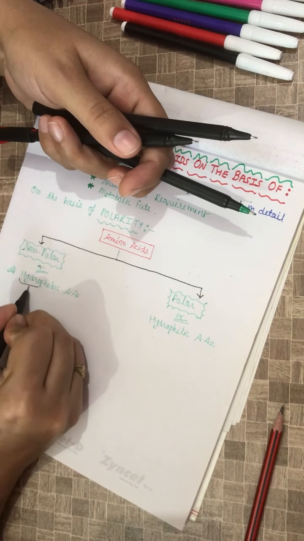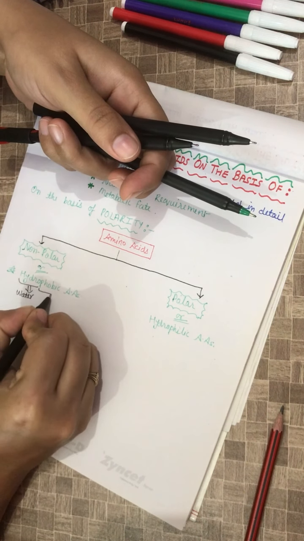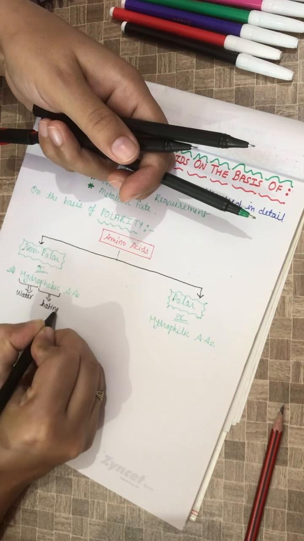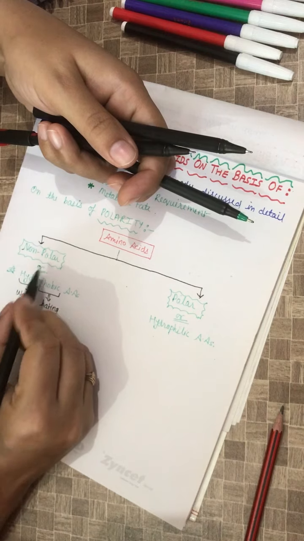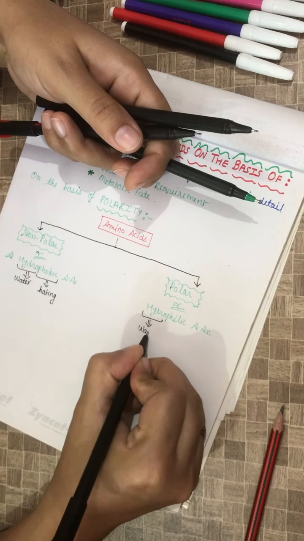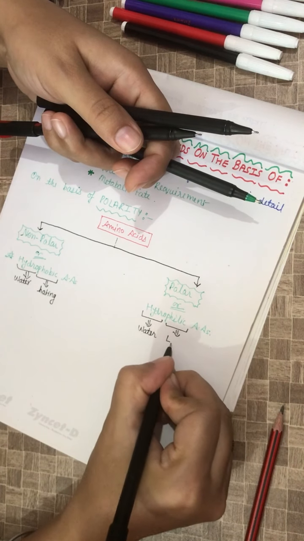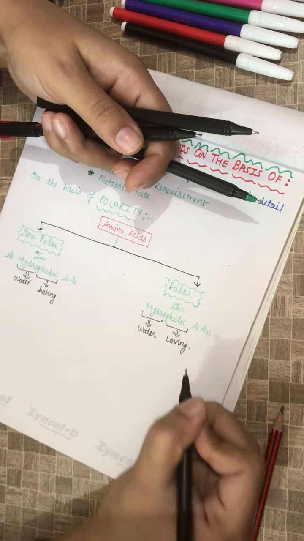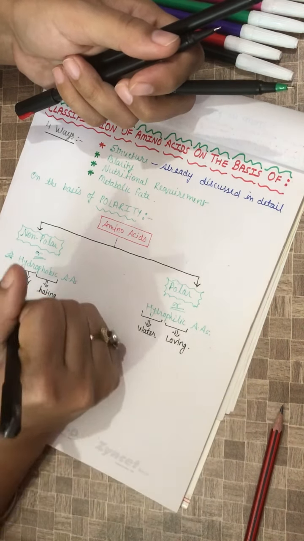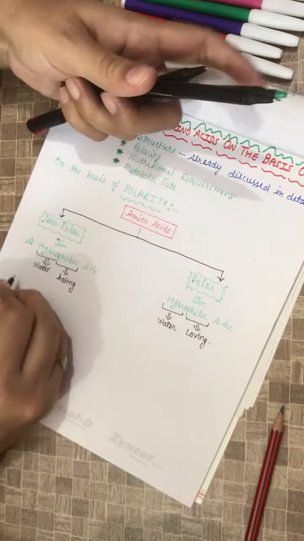As the name suggests, hydro stands for water and phobic for hating, meaning water-hating amino acids are non-polar amino acids. And hydro is for water and philic is for loving, meaning water-loving amino acids are categorized under polar amino acids, and water-hating amino acids are categorized under non-polar amino acids.